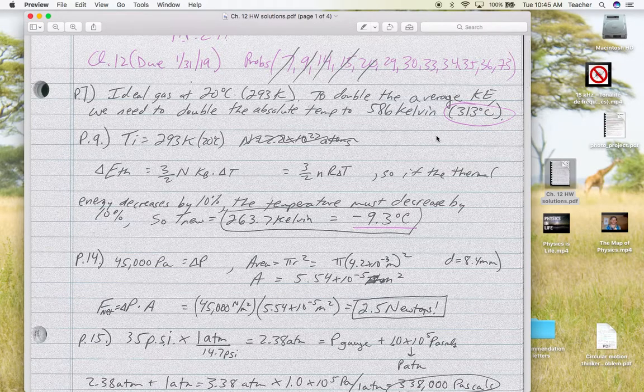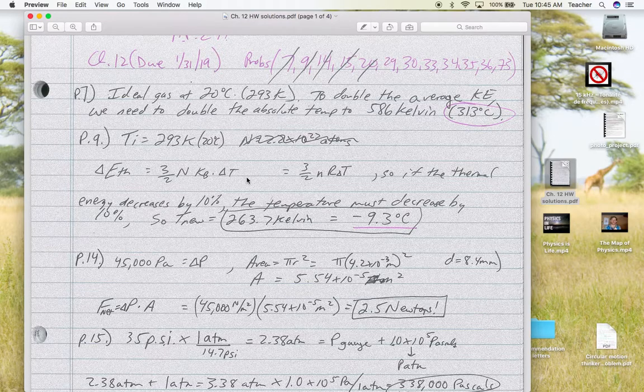The key thing with number 7, I think, is you need to make sure you're thinking about things in terms of absolute temperature, which is Kelvin. So instead of doubling 20 to 40 Celsius, what you'd have to think about is doubling the energy would be doubling the absolute temperature. So that was 293 Kelvin, up to 586.